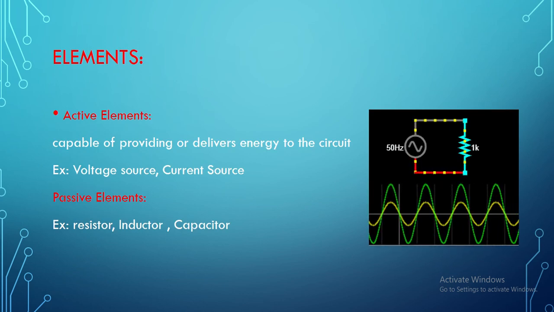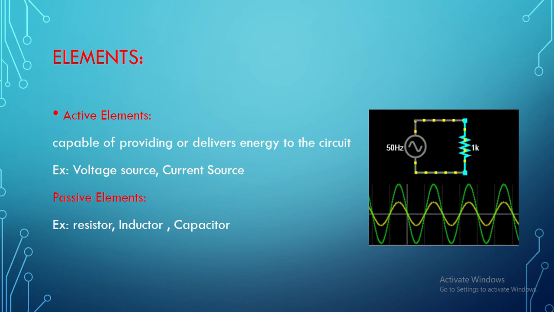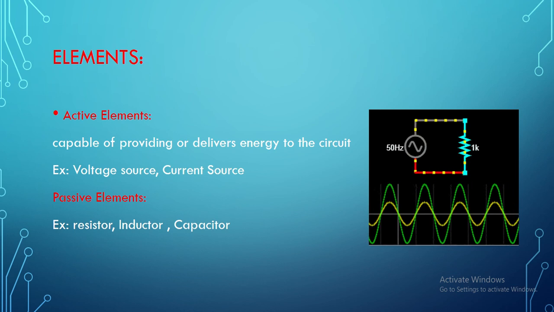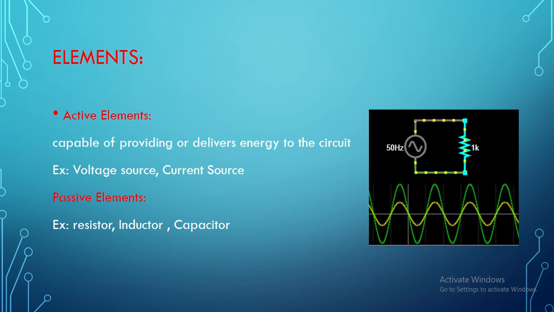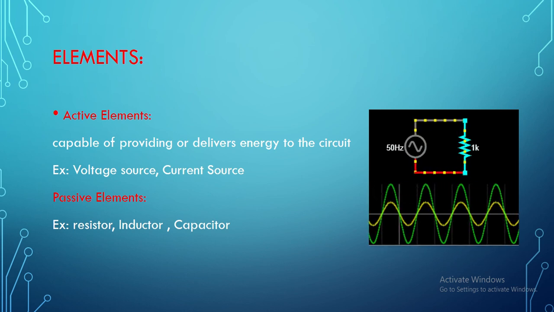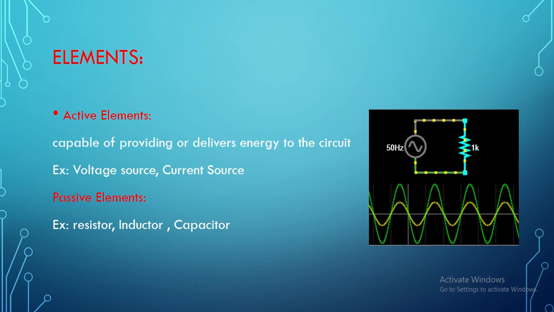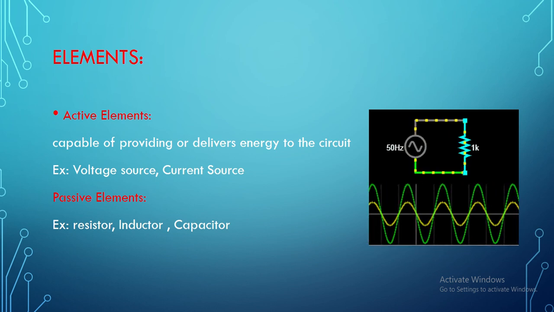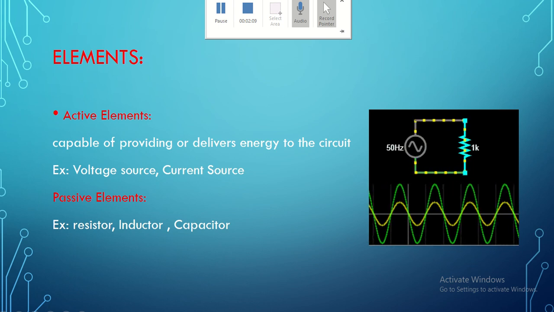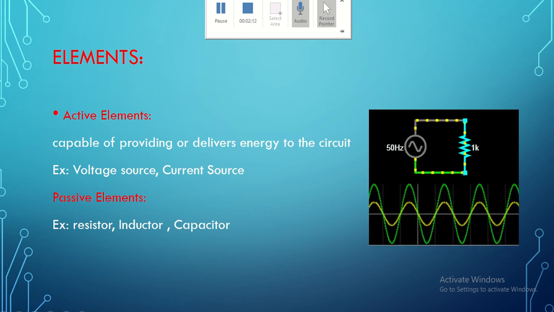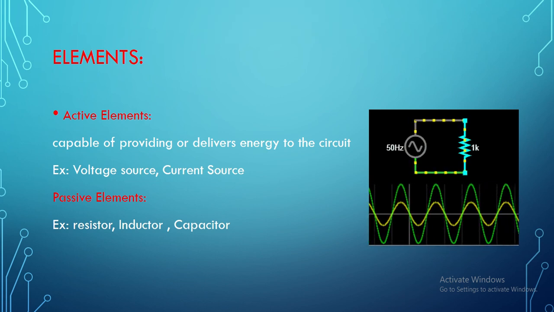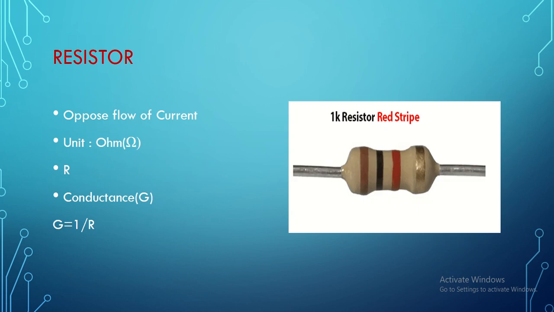Next we see what elements are available in the electric circuit. There are two types of elements. The first one is the active element and the second one is the passive element. The active element is capable of providing or delivering energy to the circuit. Examples of the active element are the voltage source and the current source. The next one is the passive element. A passive element does not provide energy, it absorbs the energy, so it is called the passive element. Examples of the passive element are resistor, inductor and capacitor. The resistor and the capacitor only absorb the energy.